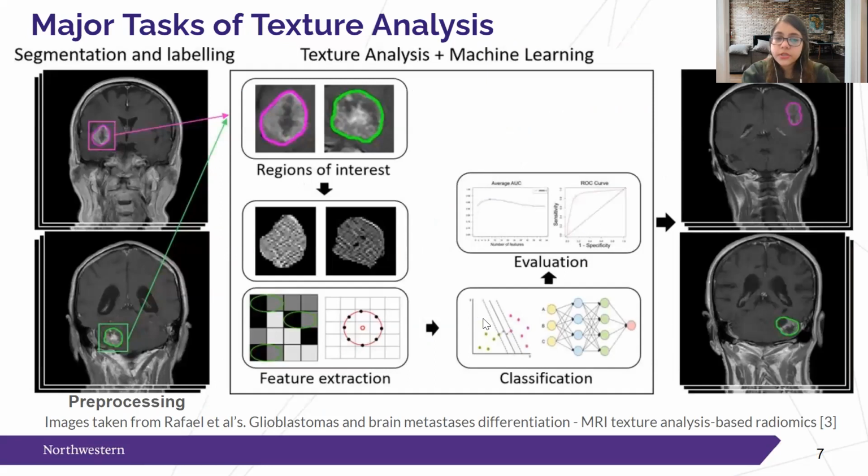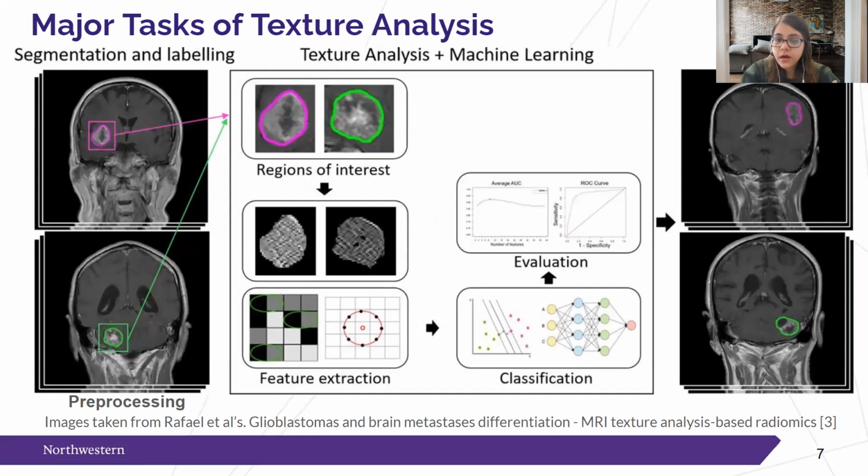So talking about the major tasks of texture analysis, as you can see in the image here, first you get the image and then you do some pre-processing, segmentation and labeling. You figure out what your ROIs, or regions of interest, are, and then you extract the features from there, you classify, and then you evaluate your results. Texture analysis is actually really useful in the medical imaging field, especially with detection of breast cancer and in mammographies. It's really helpful in reading x-ray scans.